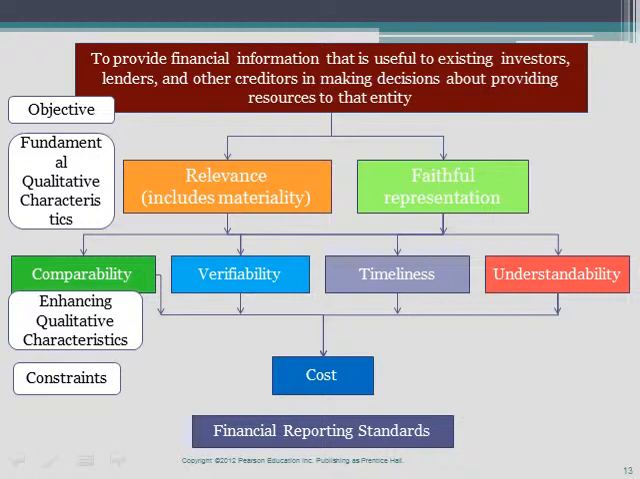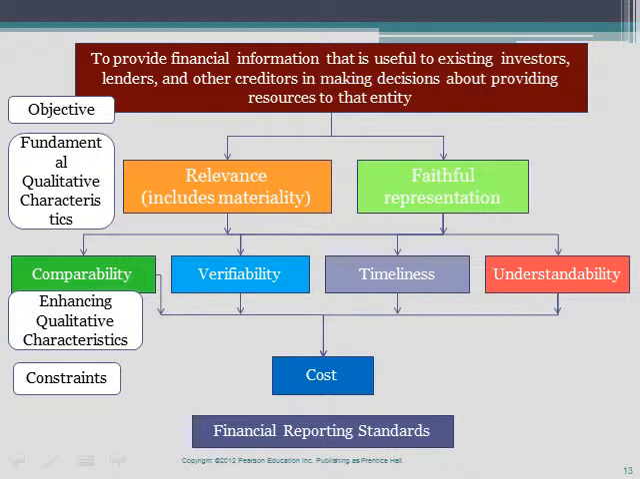To be useful, information must have the fundamental qualitative characteristics, which include relevance and faithful representation. To be relevant, information must be capable of making a difference to the decision maker, having predictive or confirming value. In addition, the information must be material, which means it must be important enough to the informed user so that if it were omitted or erroneous, it would make a difference in the user's decision.